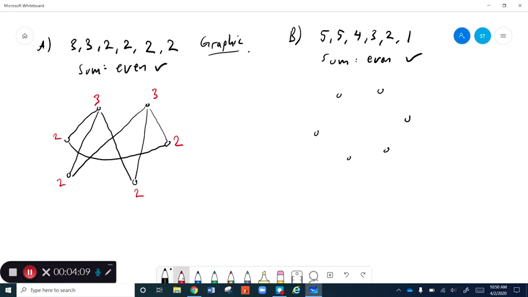I need to have some vertices of degree 5. And remember, with a simple graph, the only way to do this is to connect vertices to other distinct vertices. So if I have 6 vertices and I want to have one with a degree 5, then I need to connect that vertex to every other vertex in the graph. That is the only way I can do this. There's no other way to get a vertex of degree 5 in a simple graph on 6 vertices.